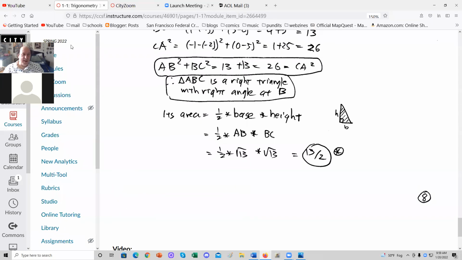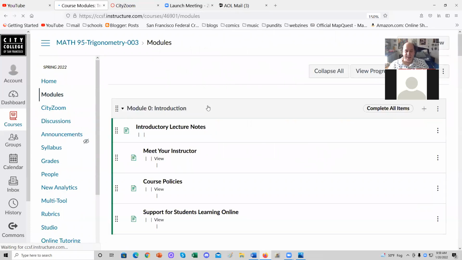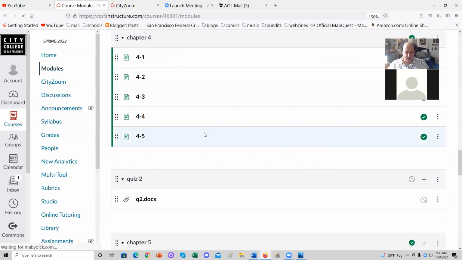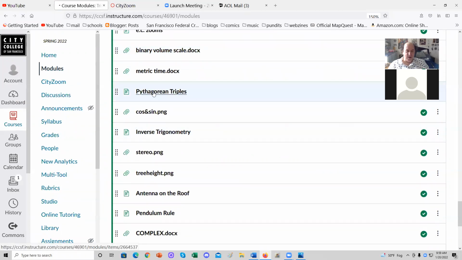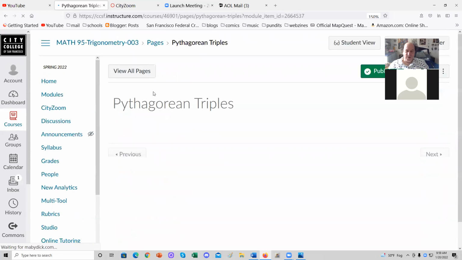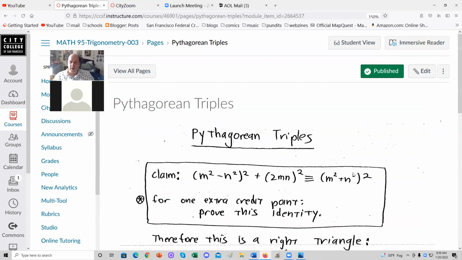Now, before we go on, I'd like to make a little excursion over to the extra credit sets. This specific extra credit problem is about Pythagorean triples. A Pythagorean triple is a triple of numbers a, b, and c, so that a squared plus b squared equals c squared. So a, b, and c are whole numbers which are the sides of a right triangle.